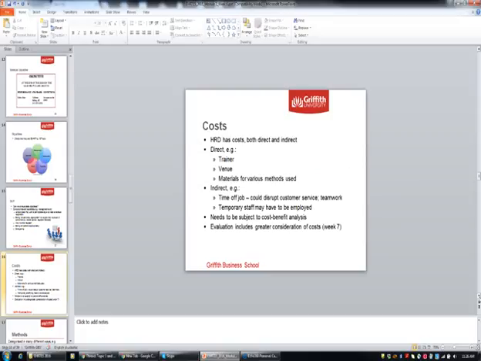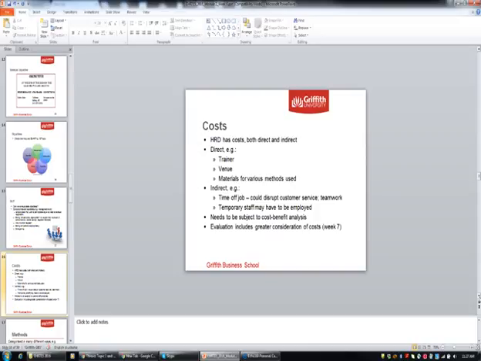An important factor is costs. HRD has costs, both direct and indirect. The direct is the trainer, the venue hire if you need to, the materials, the printing, those sorts of things, which are fairly easy to add up. The indirect costs are the time off the job. So if you take all your customer service people offline for half a day, that could be disruptive and ultimately really impact badly on your business. So you might employ temporary staff, which is a good idea, but then again, that's a cost.